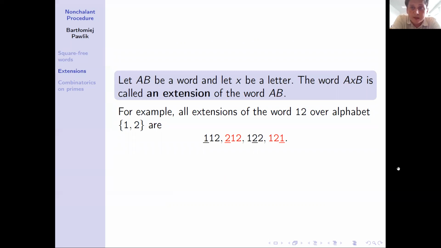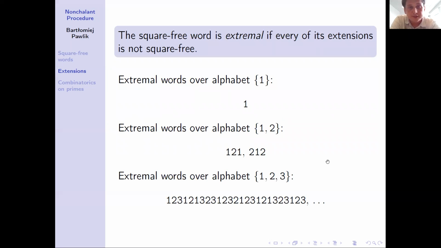Let me tell you about extension. If AB is a word and X is a letter, then the word AXB, as a concatenation, is called an extension of the word AB. So for example, all the extensions of the word 1, 2 over the alphabet 1 and 2 are 1, 1, 2, 2, 1, 2, 1, 2, 2, and 1, 2, 1. The red ones are square free, which are most interesting for us in this talk. And finally, we say that a square free word is extremal if every one of its extensions is not square free.